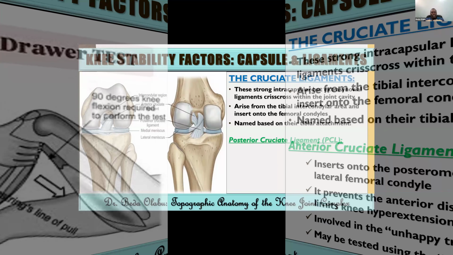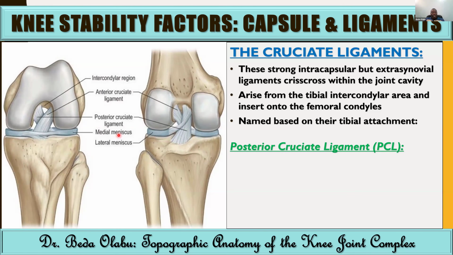Let's talk about the PCL, posterior cruciate ligament. Again, it is called so because it arises from the posterior intercondylar area of the tibia. This ligament fans anteriorly and upwards. However, this ligament is more vertical compared to the ACL.